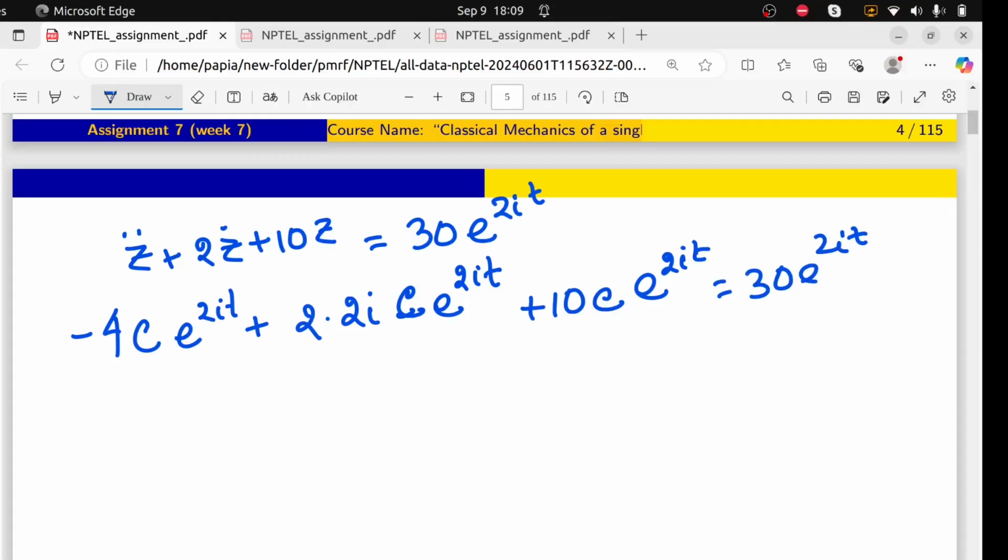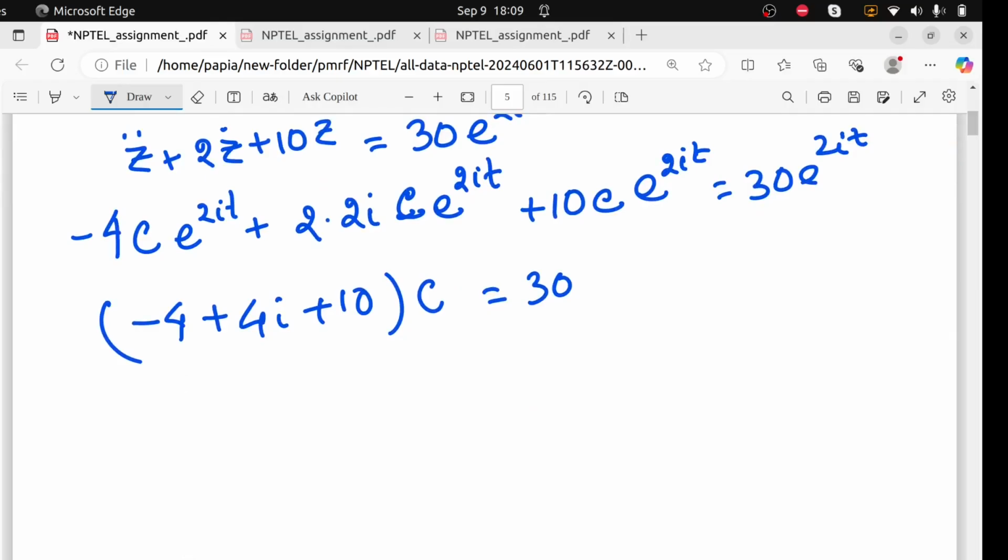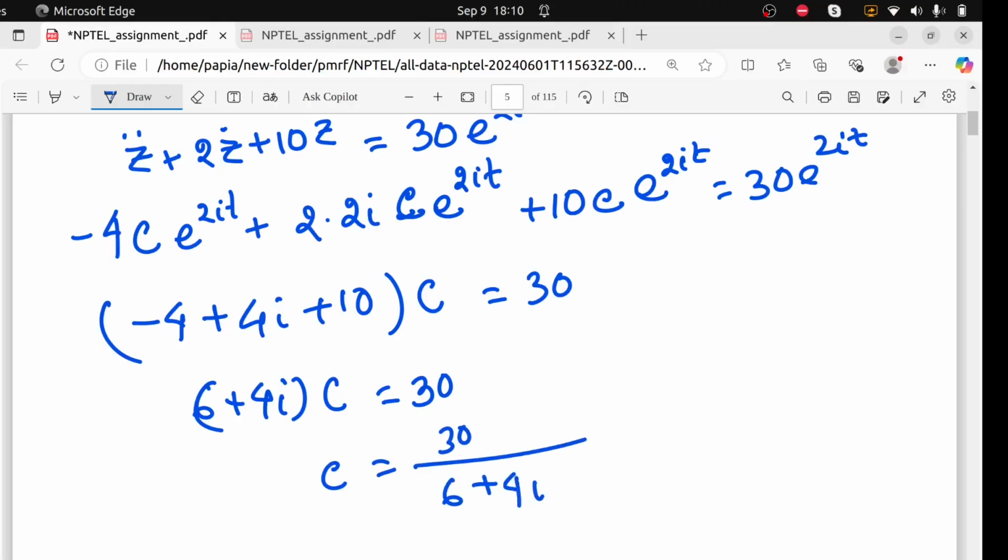So if I cancel out e to the power 2it from both sides, what will be left? It will be minus 4 plus 4i, plus 10, whole c, equals 30. Okay, so it will be 6 plus 4i, c equals 30. So c I can calculate as 30 divided by 6 plus 4i.